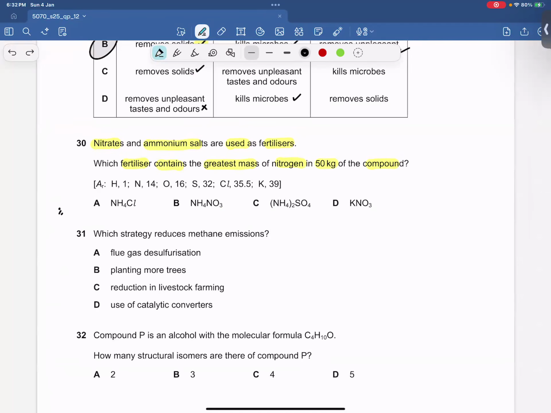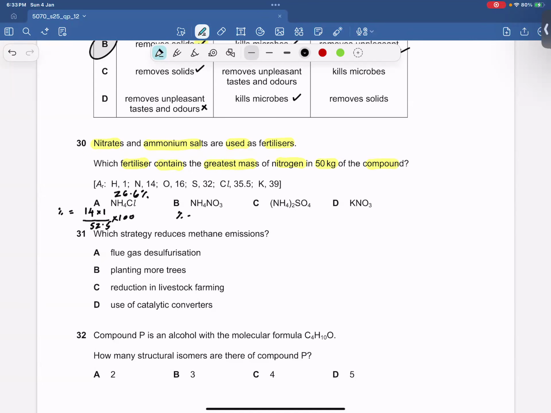Percentage by mass of nitrogen. Nitrogen in this case has only one atom, so it's 14 times 1 divided by the Mr of ammonium chloride. Let's calculate: 35.5 plus 18. It's going to be 53.5. So 14 divided by the answer times 100 is going to be 26.2%.